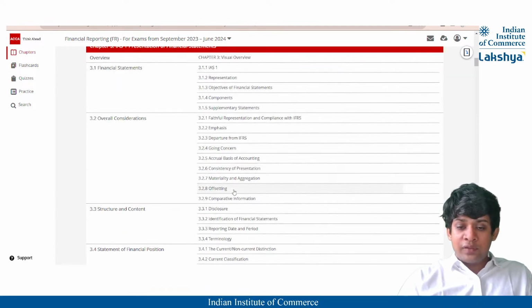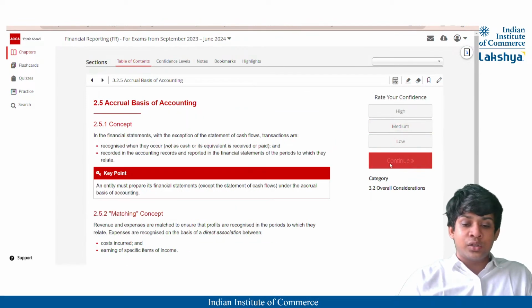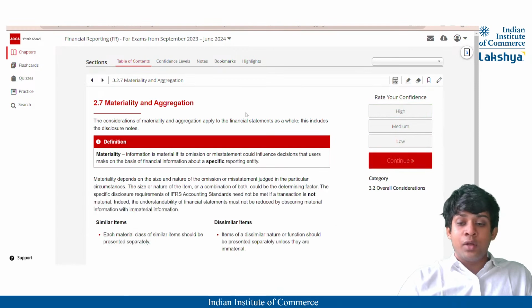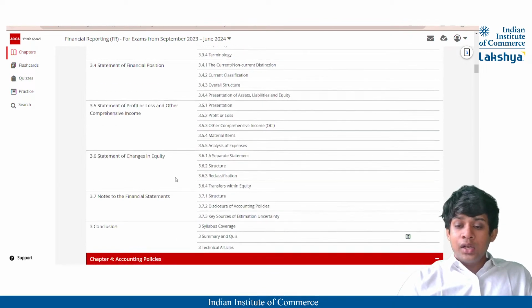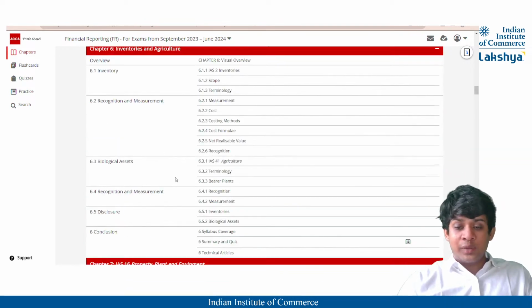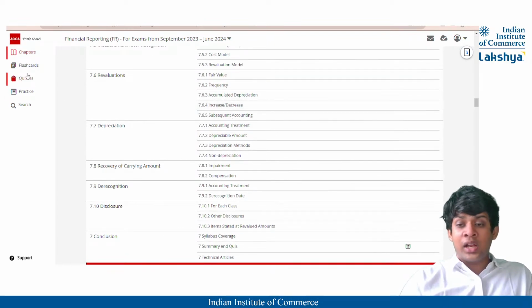If I click on any chapter, say for example going concern, it will show me everything about it. It asks what is your confidence, how much did you understand from it. Maybe I can say medium. Then it will show me the next concept. Maybe I understood high, maybe low in one of them. So it is going to show me and then test me accordingly on how much I have understood and how much confidence I have with the concept I've dealt with. You can choose any concept that you want to understand and head towards it. It has a concept for each and every chapter, for example property, plant and equipment: what could be the accounting treatment, subsequent accounting, everything.